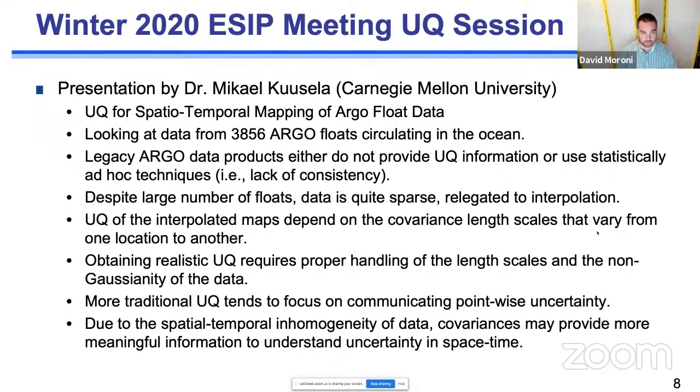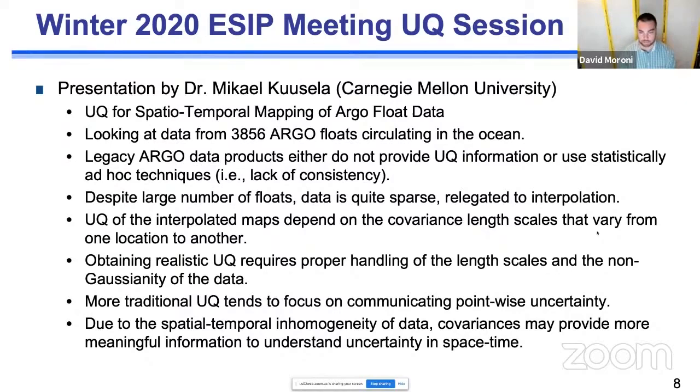We had another presentation. This is by Dr. Mikhail Kusela, who's a data scientist from Carnegie Mellon University. And he looked specifically at researching uncertainty quantification techniques for the Argo float data using spatiotemporal mapping products. And so at the time he presented this, there was 3,856 Argo floats circulating in the ocean. I don't know if that's still the number today, but at the time he presented this, that was the number.